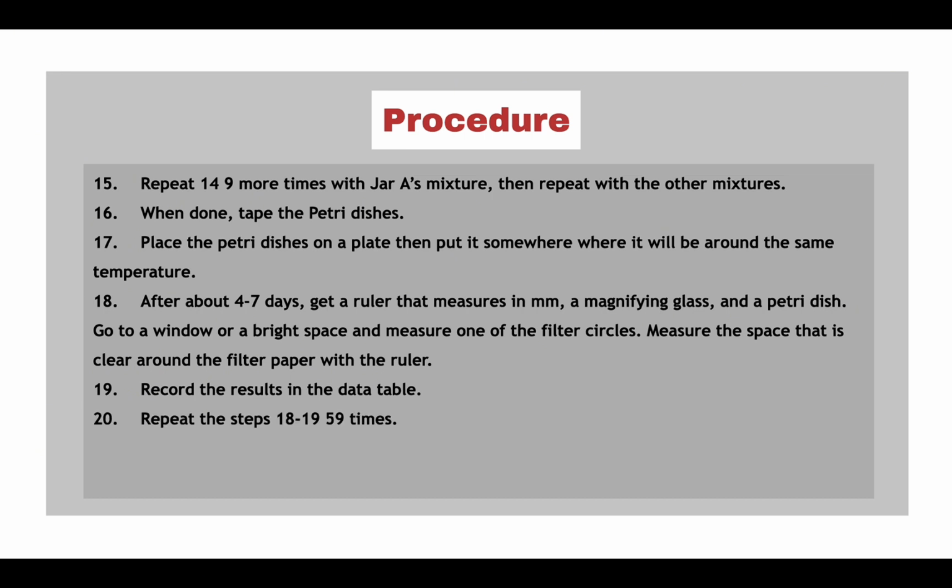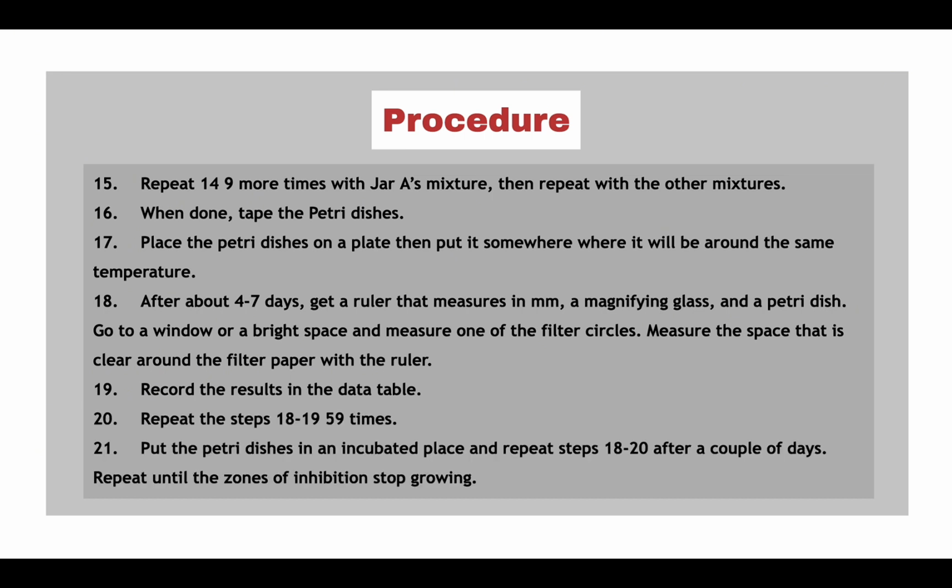20. Repeat steps 18 to 19 59 times. 21. Put the petri dishes in an incubated place and repeat steps 18 to 20 after a couple of days. Repeat until the zone of inhibition stops growing.